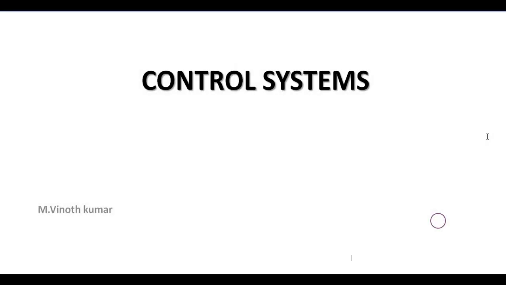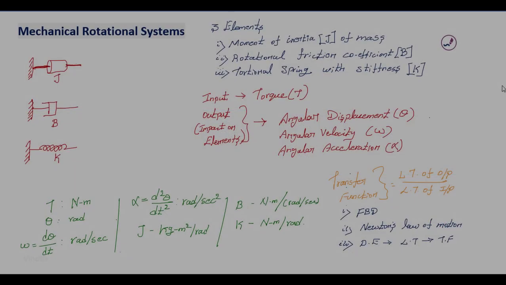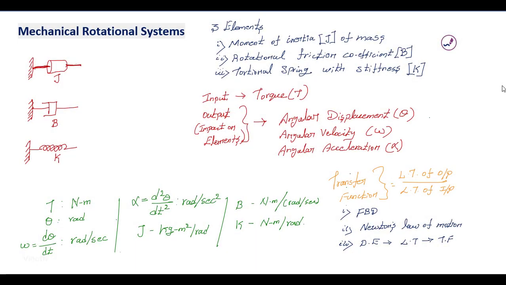Hello everyone, welcome back to the course on control systems, and in this video we are going to study mechanical rotational systems. So in mechanical systems there are two types we consider when we go for analyzing control systems and doing the mathematical model. The first one is a translational system that we have seen in the previous videos. And now we are going to study the mechanical rotational system.